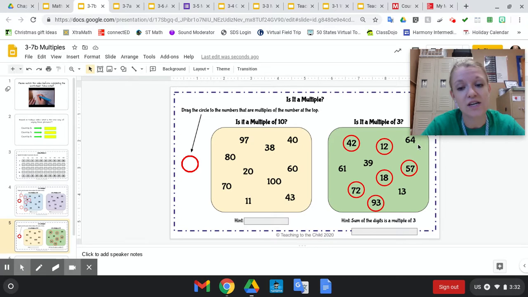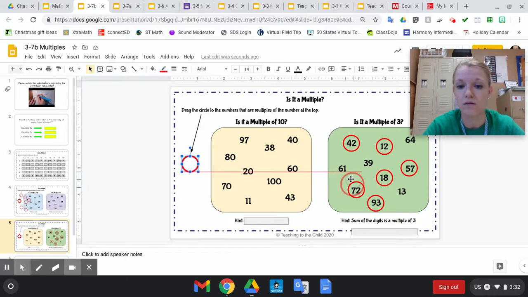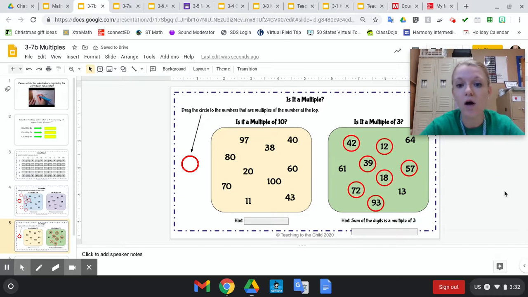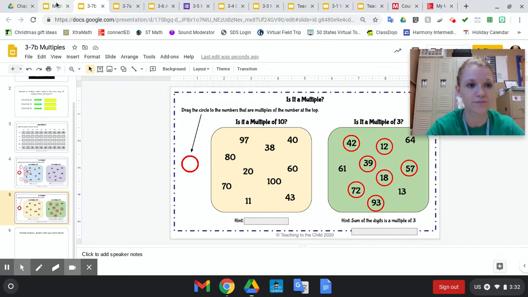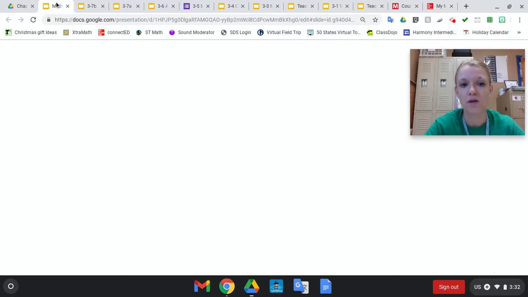64. 6 plus 4 is 10. No. 3 doesn't go into 10. 9 plus 3. Well, that's preposterous. And we already did that one. So holy cow, all of those are multiples of 3. How crazy is that? And how cool is that hint? Am I right? Okay.